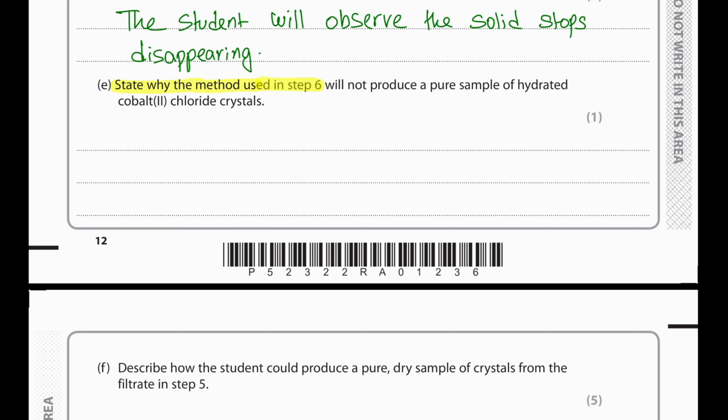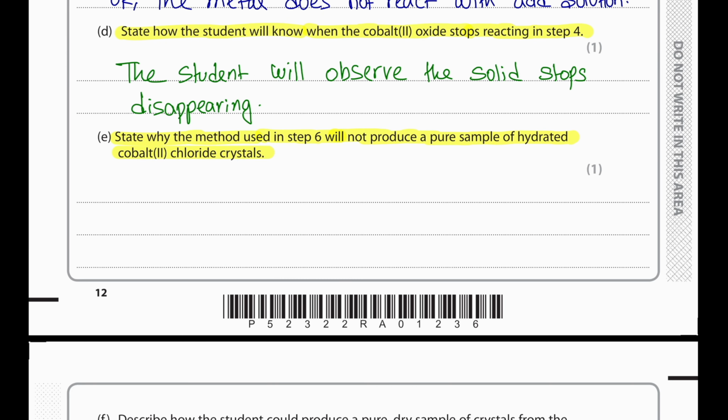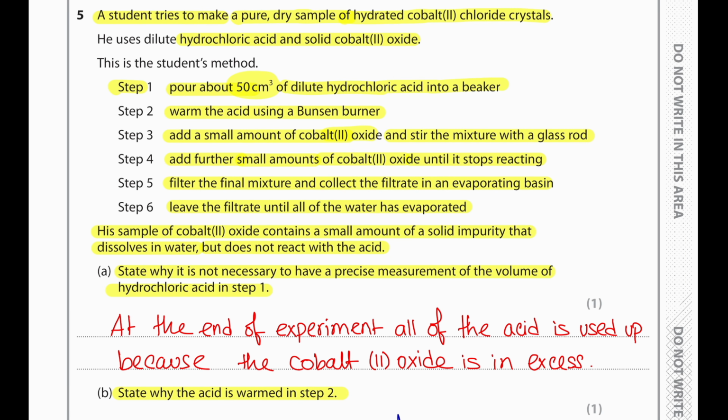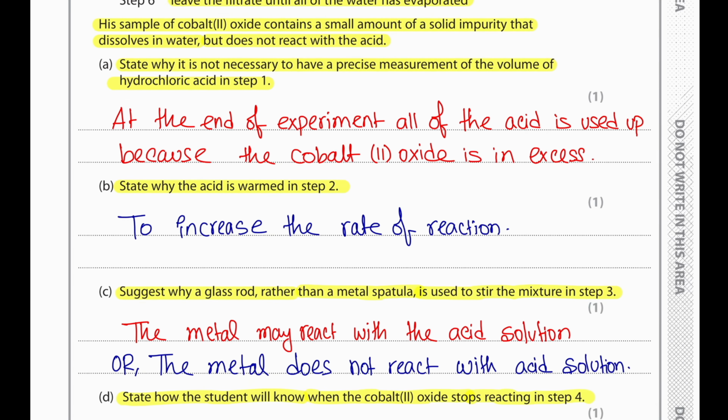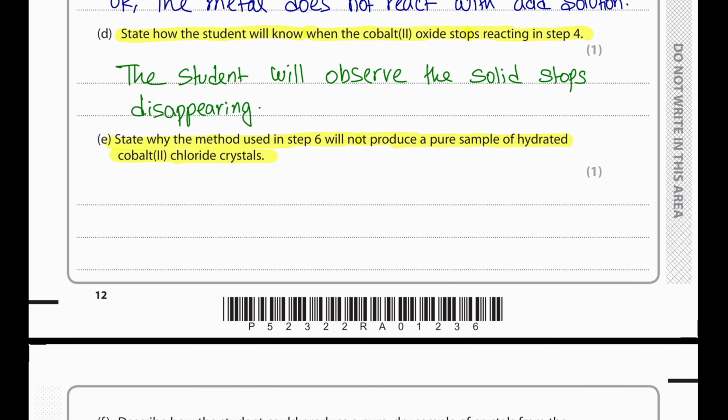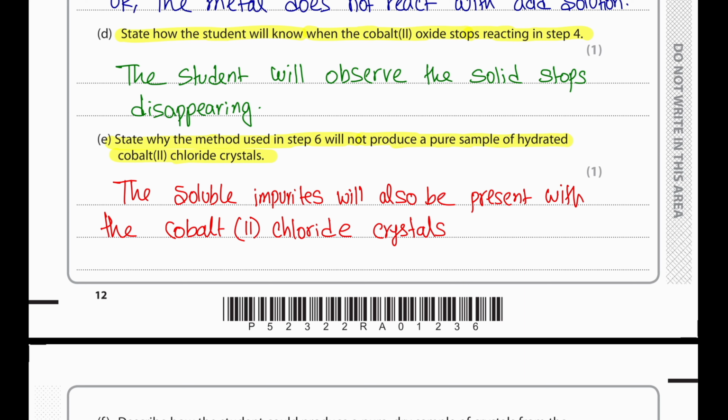State why the method used in step 6 will not produce a pure sample of hydrated cobalt chloride crystals. The soluble impurity will also be present with the cobalt chloride crystals. So the method 6 says leave the filtrate until all of the water has evaporated. So this has a problem, is that all the impurities will also be evaporated and left behind with the crystals. That will be a problem. So our answer should be the soluble impurity will also be present with the cobalt chloride crystals that will be produced.